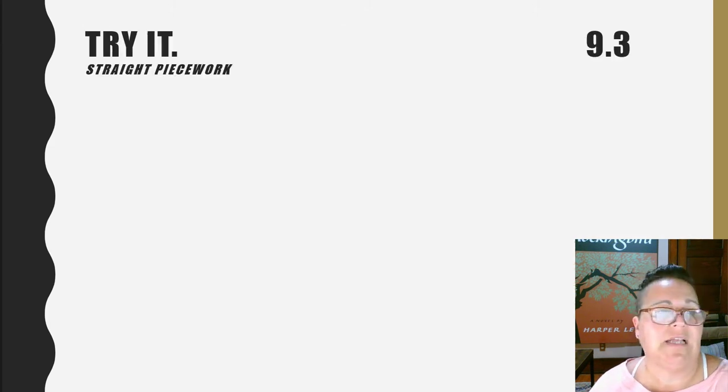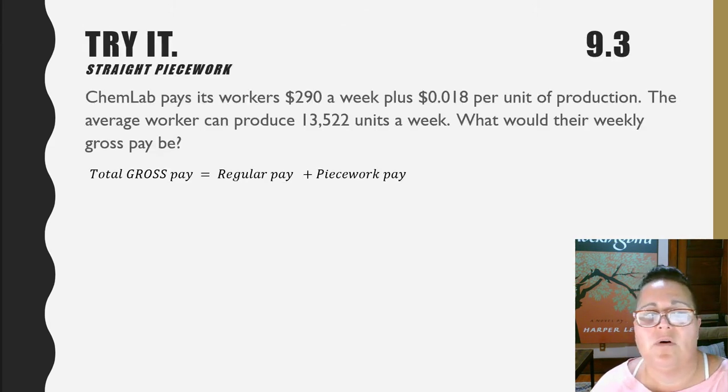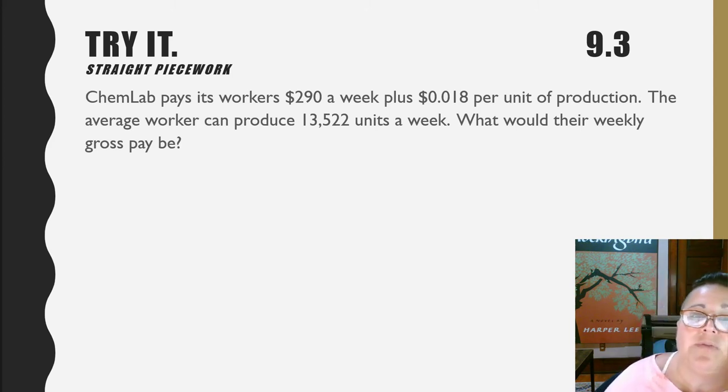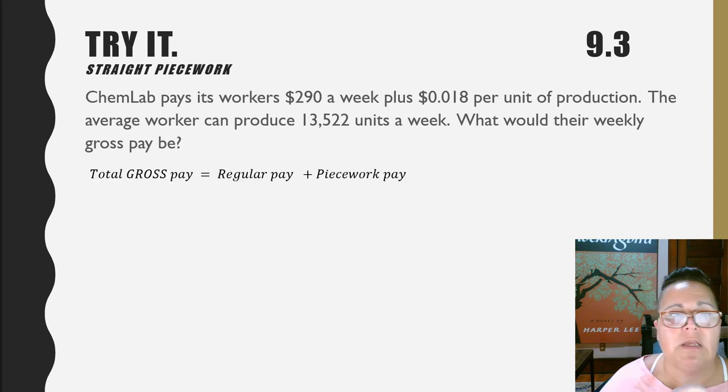The first one is that of straight piecework. We have ChemLab paying its workers $290 a week plus 1.8 cents per unit of production. The average worker, it says, can produce 13,522 units in a week. If that's the case, what would their weekly gross pay be? Their weekly gross pay would be whatever their regular pay is plus their piecework.